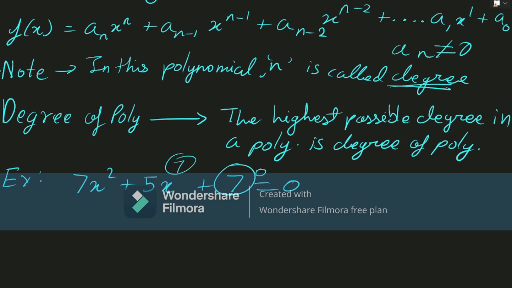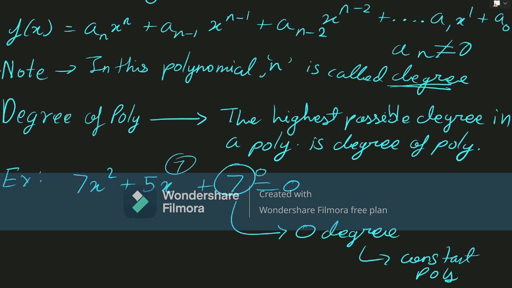Now let's talk about constant polynomials. I have already told you in this example that a polynomial which has degree 0 is called a constant polynomial. Okay, so any number or any polynomial having degree 0 is called a constant polynomial.